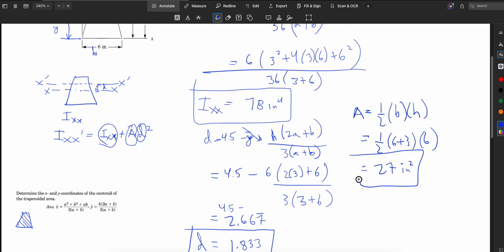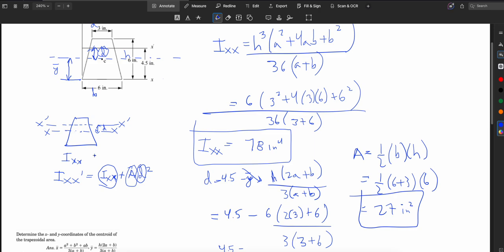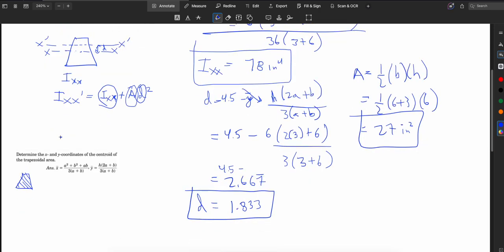Now we have the area, and we plug it all into the parallel axis theorem. That would mean 78 plus 27 times 1.833 squared. And that gives you 168.42 inches to the fourth.